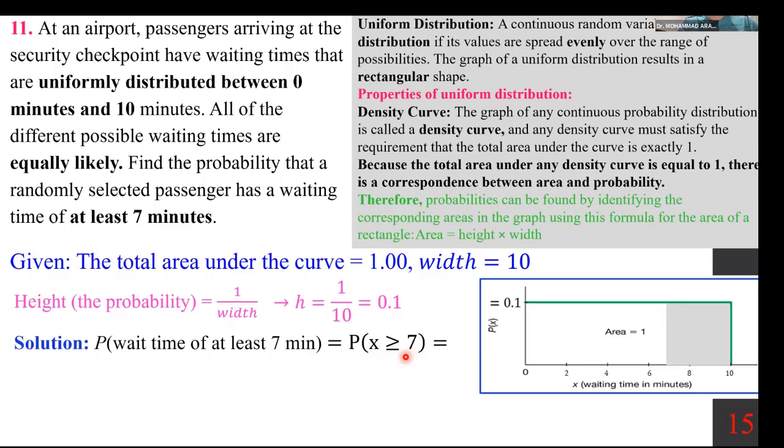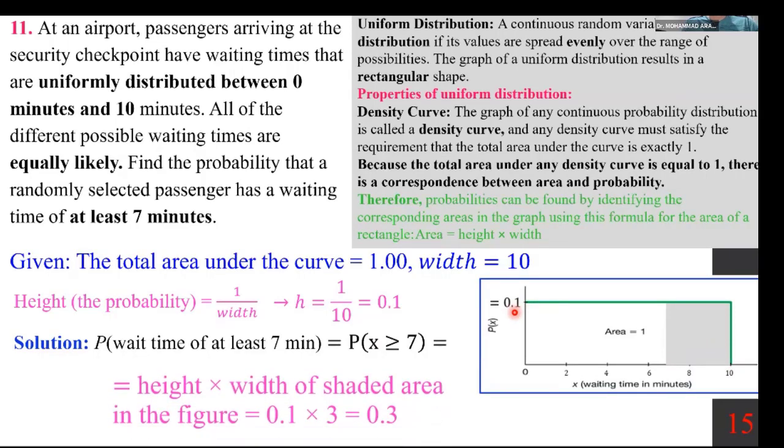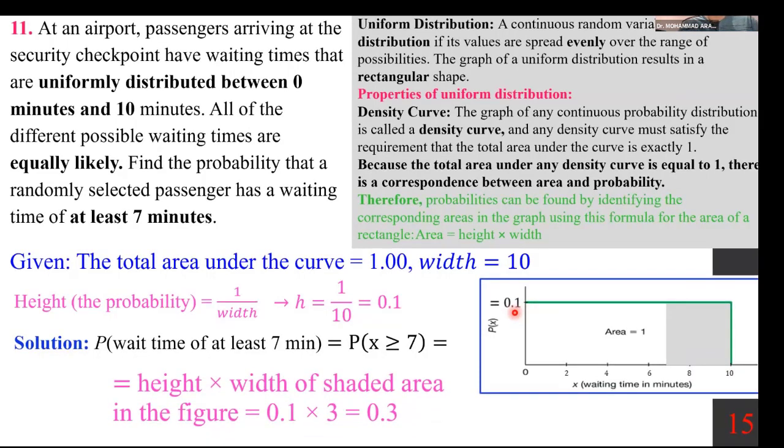Which means we want this part. And that would be the width times the height. The width from 7 to 10 obviously is 3, and the height is fixed at 0.1. And we end up with 0.3. So the probability is 0.3 or 30%.